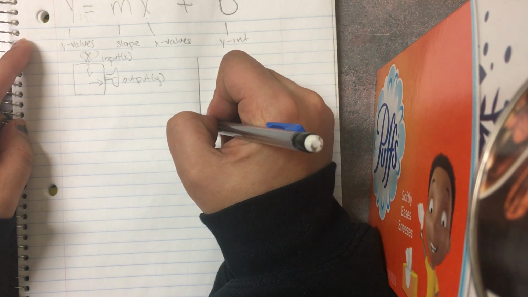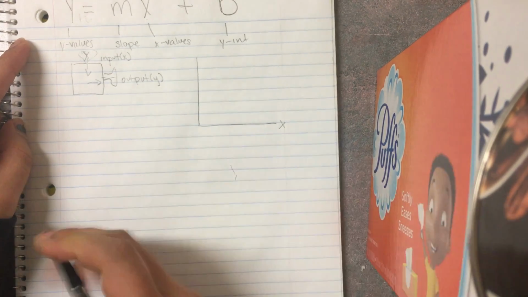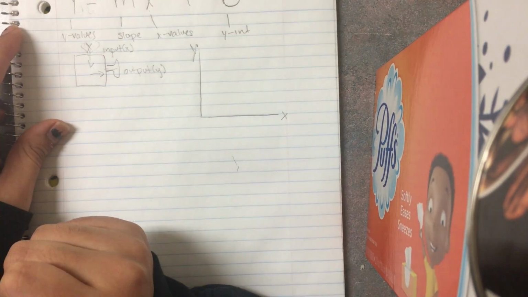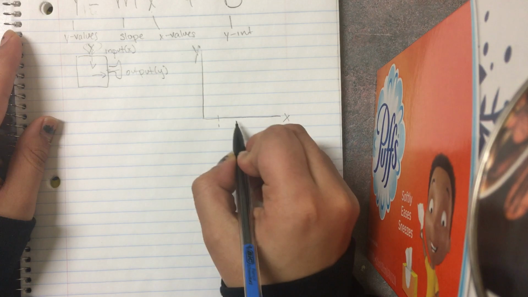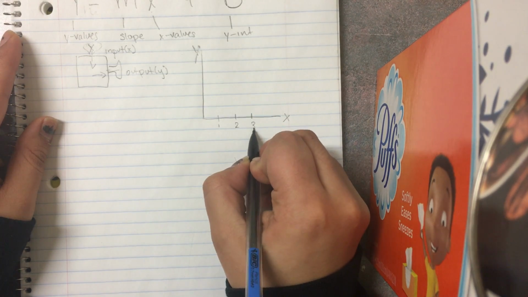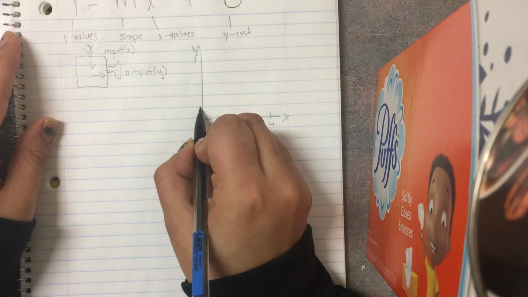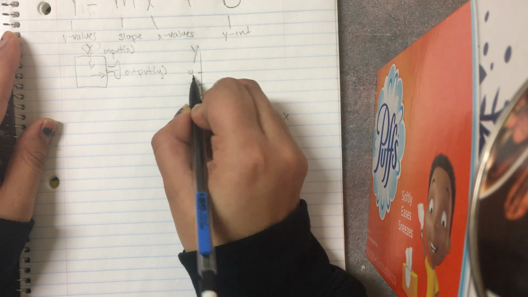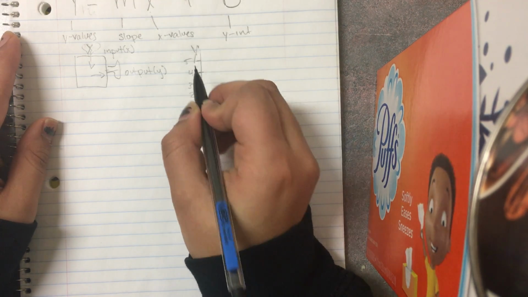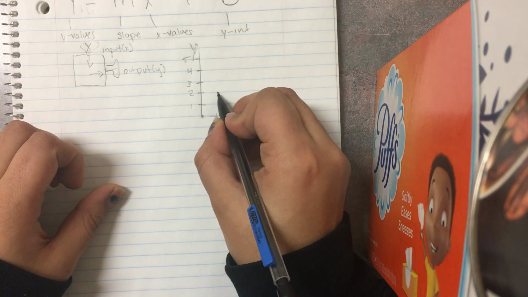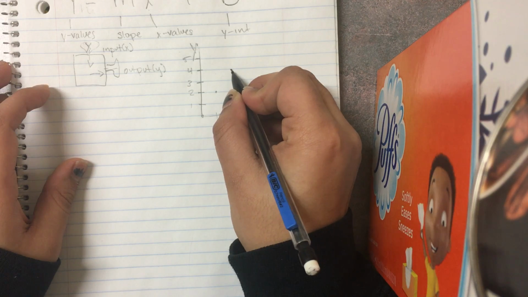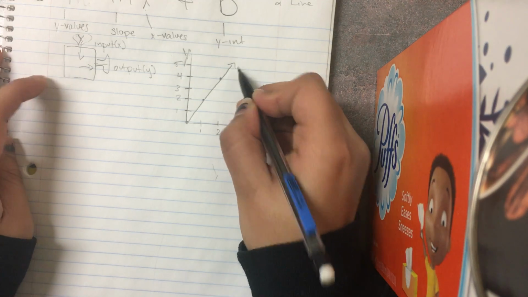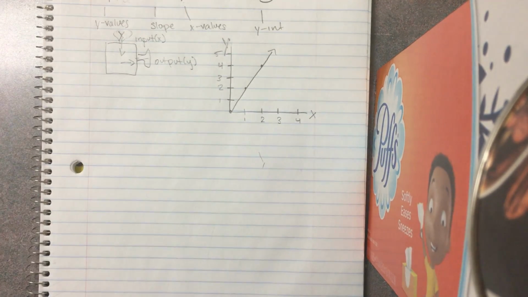Now I'm going to draw a random graph, and then we're going to do stuff with it. Here's the x-axis, here's the y-axis. I'm going to label these 1, 2, 3, 4, and over here 1, 2, 3, 4, 5. And I'm just going to draw a random line like that. Now we're going to figure out the equation of this line.